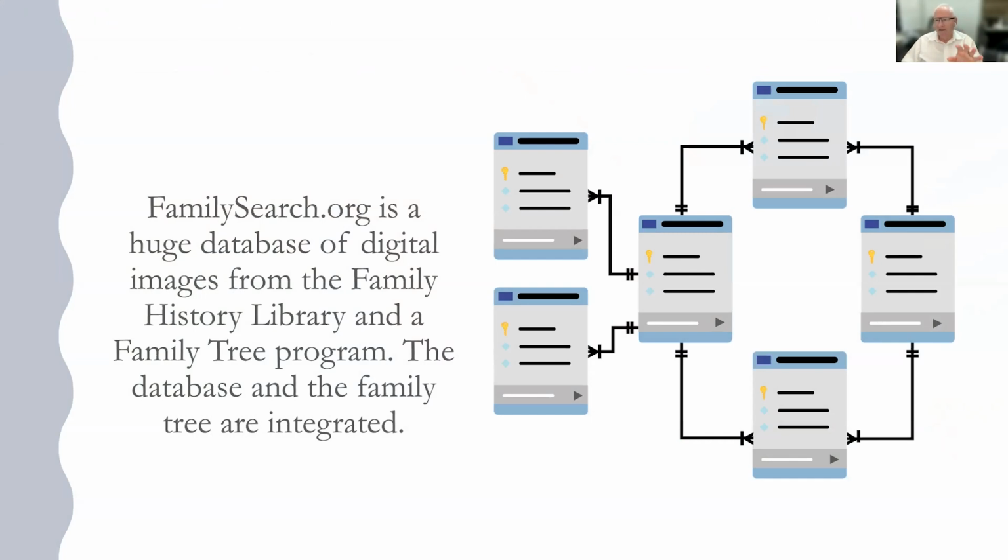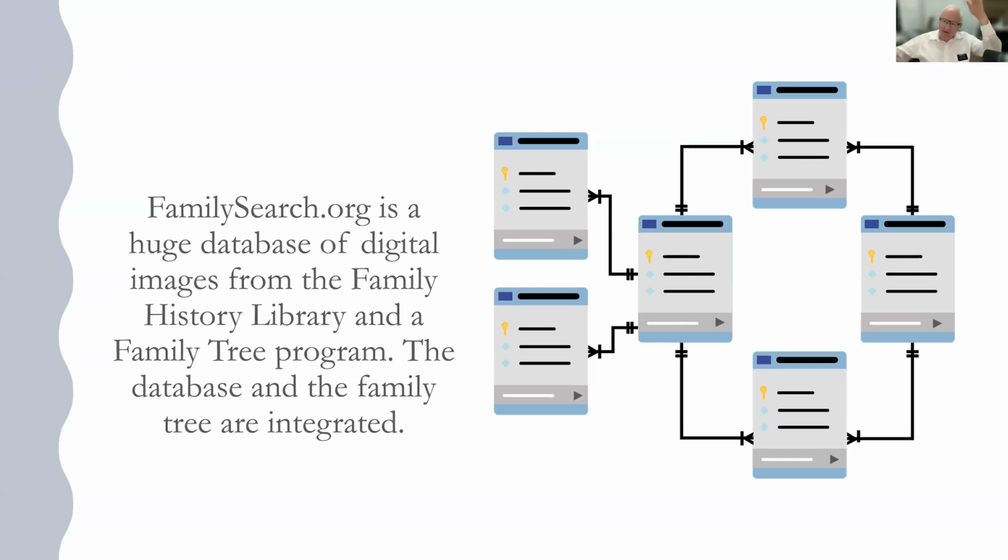So FamilySearch is a huge database of digital images from the Family History Library. So basically that's the core. Now there are a lot of other images out there now, particularly among the books that have come from other libraries and other repositories. And when I use the word repository, that means where records repose. In other words, where they're kept. So when I say repositories, that means a place where records are kept. And so the Family History Library and the Family Tree program are basically the database, and a family tree are integrated, and they are essentially the entire website.